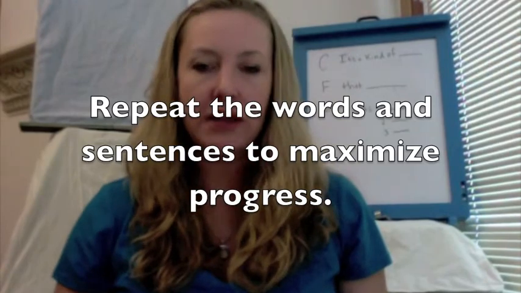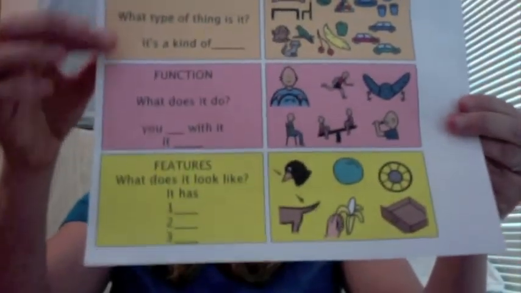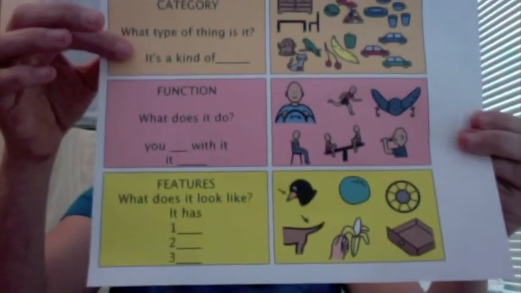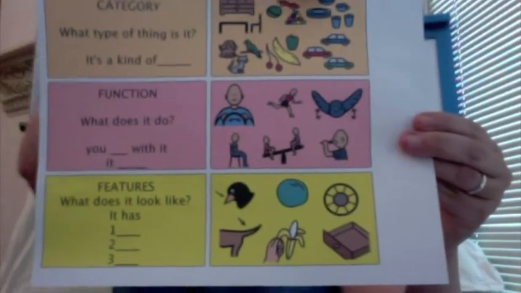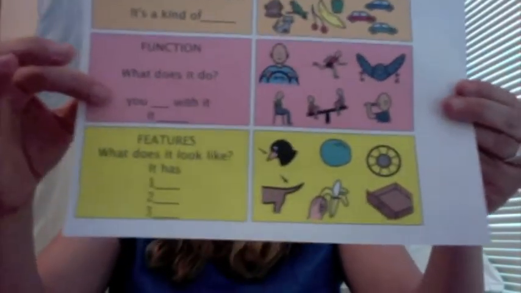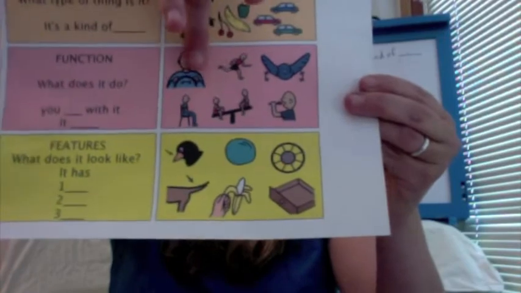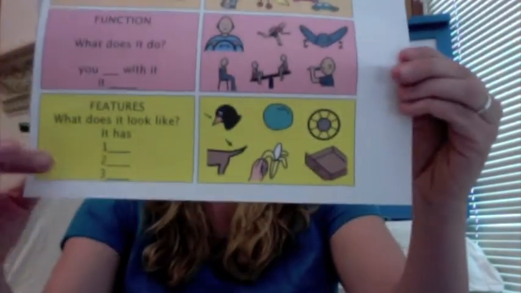Okay, we're going to continue talking about definitions. When we define something, we talk about the category, the function, and feature. We talk about what it is, how it's grouped. It's a kind of, let's say, furniture, toys, dishes, pets, fruit, or vehicles. What does it do? Do you drive it? Does it run? Does it fly? Do you sit on it? Do you play? Do you eat it? And what does it look like?